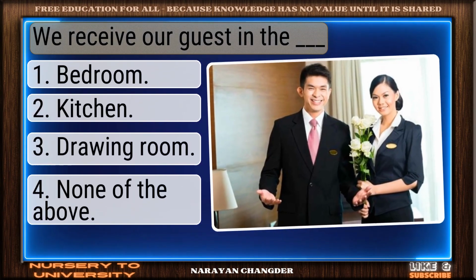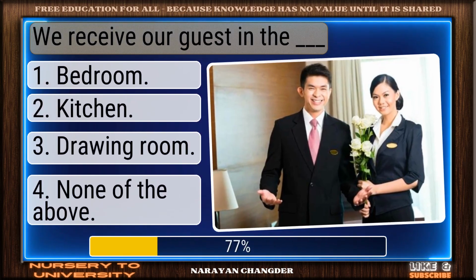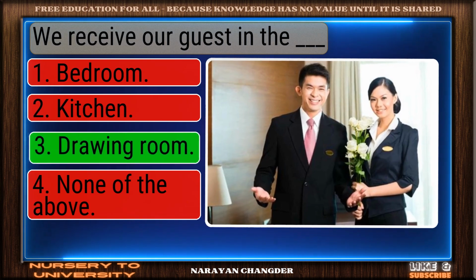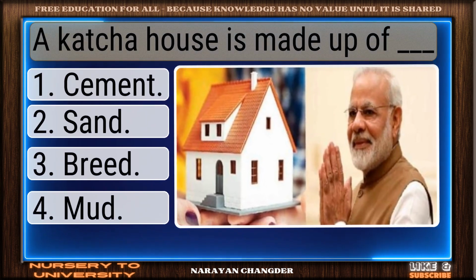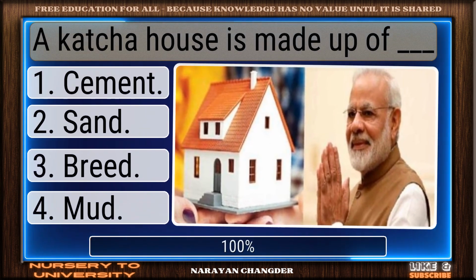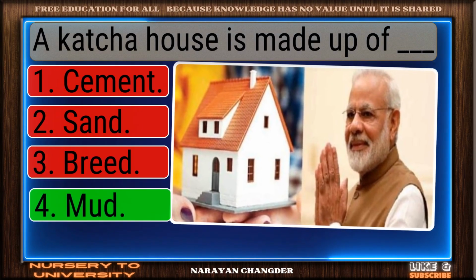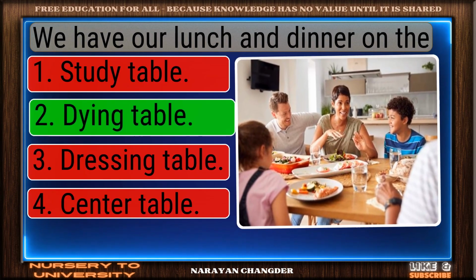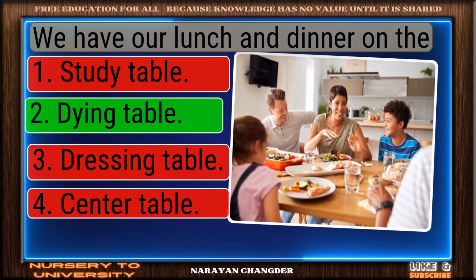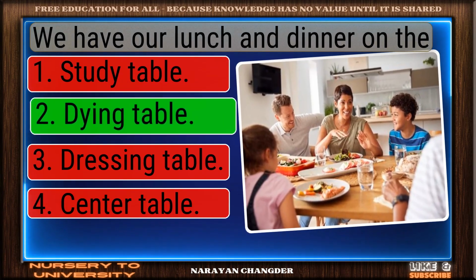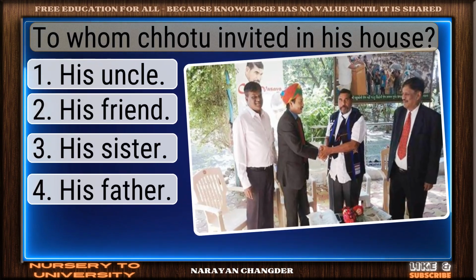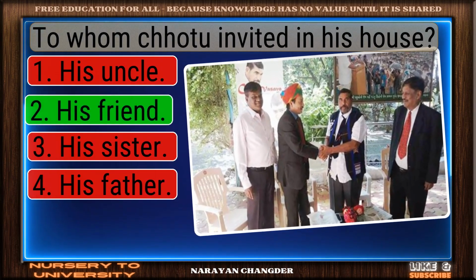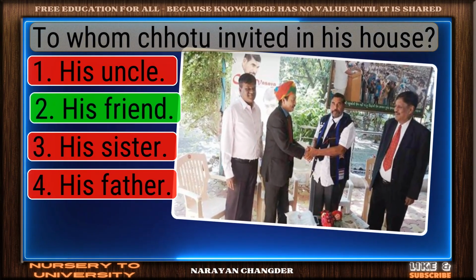We receive our guest in the dash. Drawing room is the correct answer. A kutcha house is made up of dash. You chose mud, and it is correct. We have our lunch and dinner on the... Dining table is the correct and valid answer. To whom did Chhotu invite in his house? You chose his friend, and it is correct.